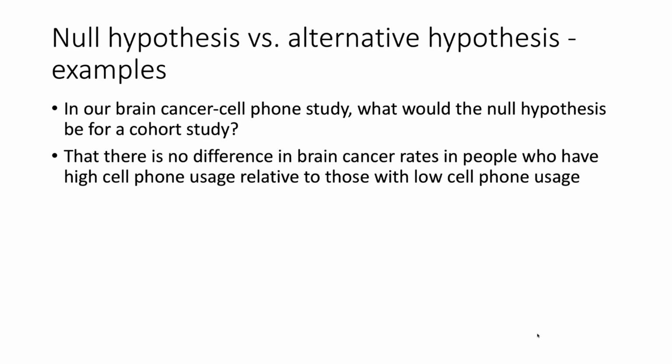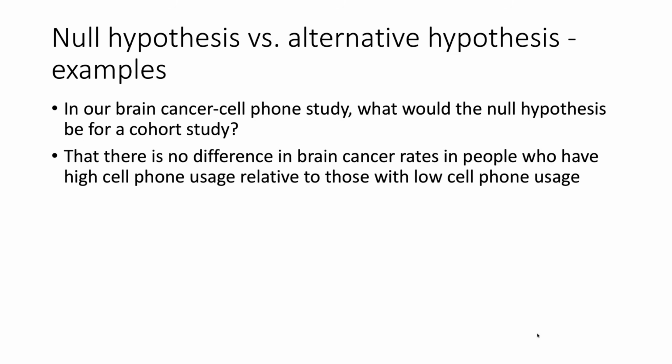Okay. So now for the cohort study, we're basing that on exposure. So in cohort studies, your two groups are were they exposed and were they not exposed. And then you're following them and you're looking at the outcome. Okay. All right.